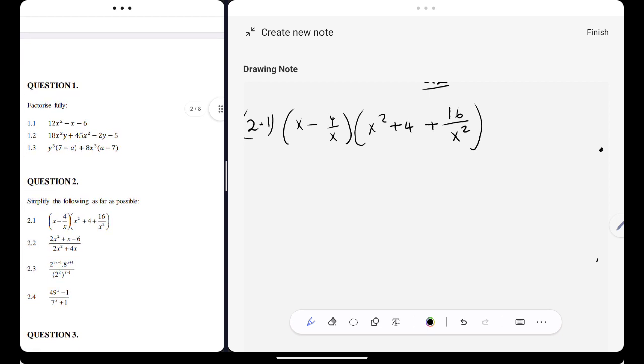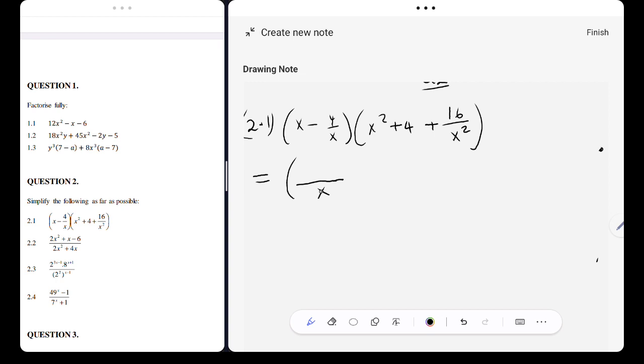Simplify fully. Okay, what I know is that whenever I deal with fractions, I must always write down the LCD together. So since each bracket has its own fractions, I'll deal with the fractions within each bracket first, just by following the BODMAS rules.